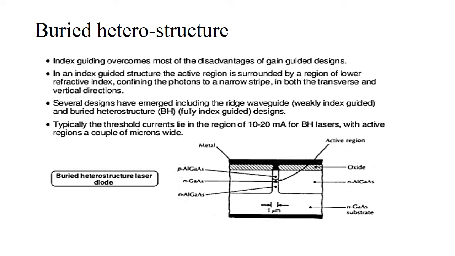Several designs have emerged, including the ridge waveguides and the buried heterostructure designs. Typically the threshold currents lie in the region of 10 to 20 milliamps for buried heterostructure lasers with active regions a couple of microns wide. So this configuration confines the generated light in the lateral waveguides. A number of variations of this fundamental structure have been used to fabricate high performing laser diodes.